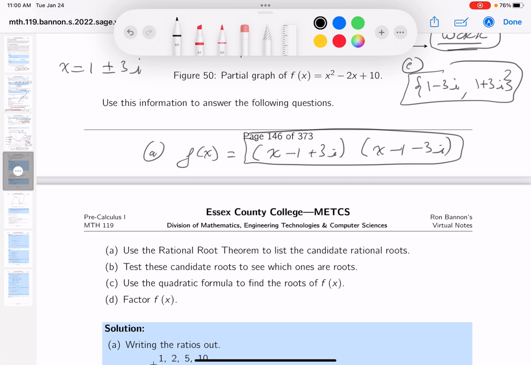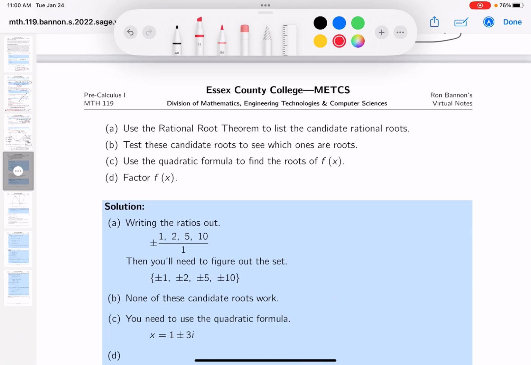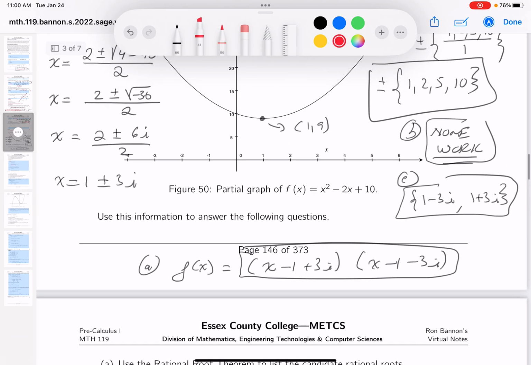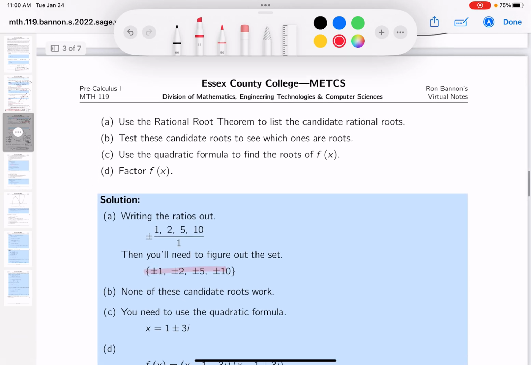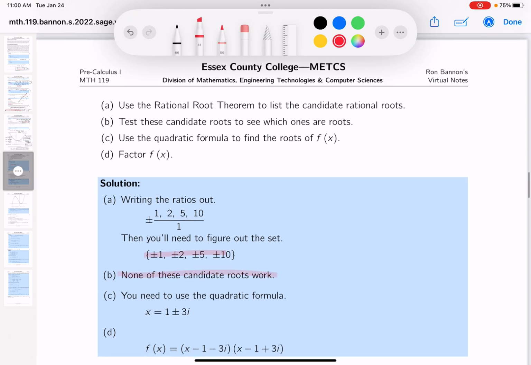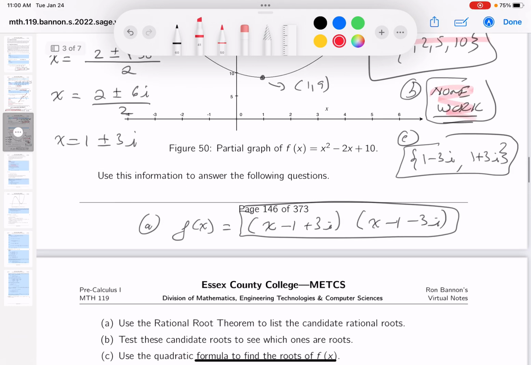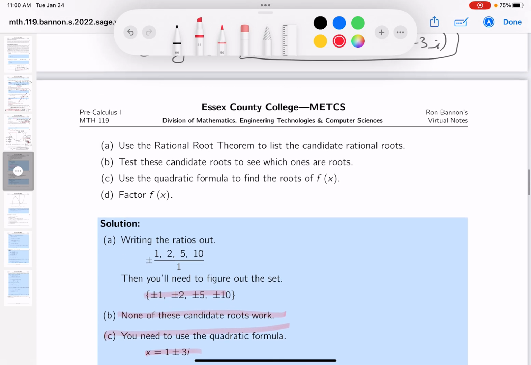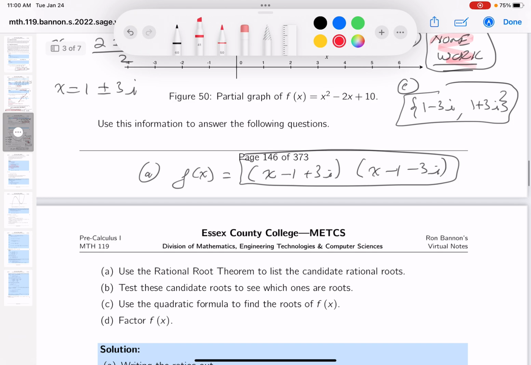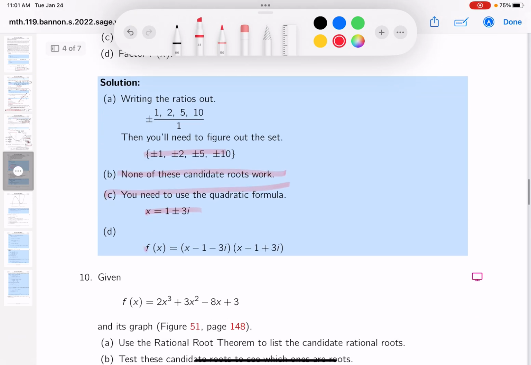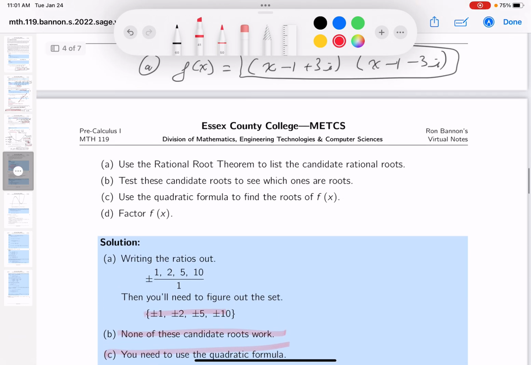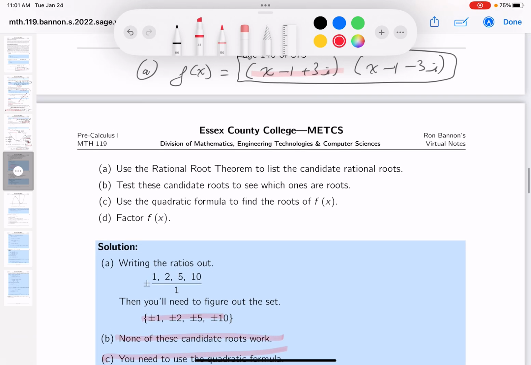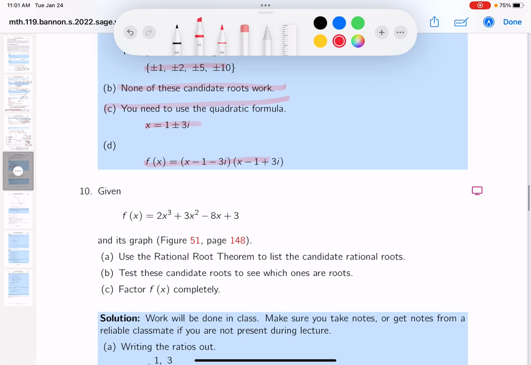All right, let's take a look, see if we did it. Let's see if we got these guys over here. I might have written it down a little differently. Plus or minus 1, 2, 5, and 10. I got that part done. None of the candidates work. Hope you remember I did that. You need to use the quadratic formula. They said x equals 1 plus or minus 3i. I got that. Let's see if I got the factorization of it. I think that's written over here. X minus 1 plus 3i and x minus 1 minus 3i. Yeah, it's looking good. We're fine.